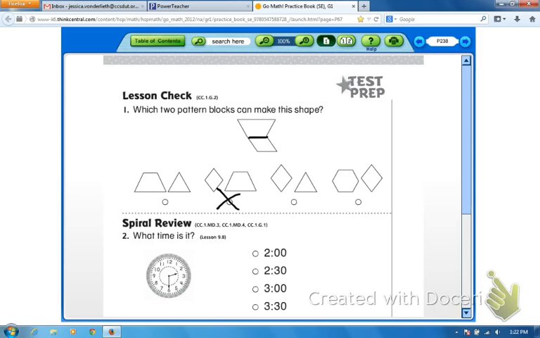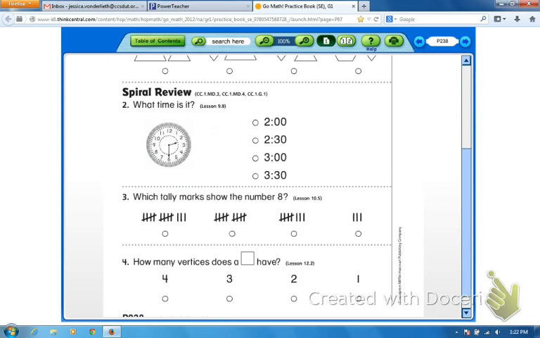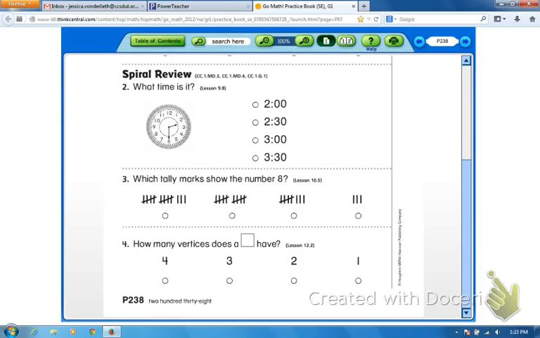Then on our spiral review at the bottom, it says what time is it? Looking at the clock, we can see the hour hand is at 2:30, so our time is 2:30. Number 3 is just finding the tally marks to show 8. That would be the third one.